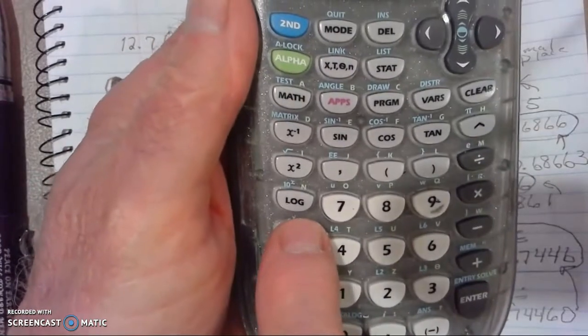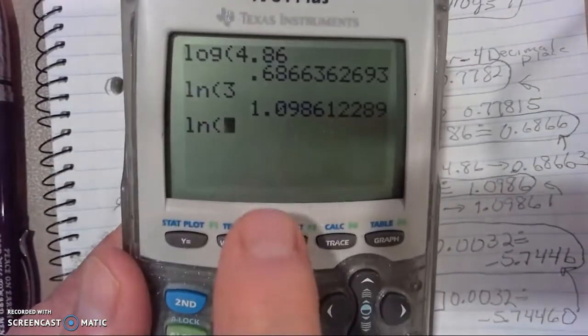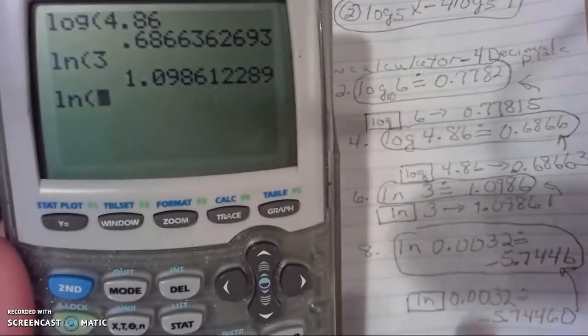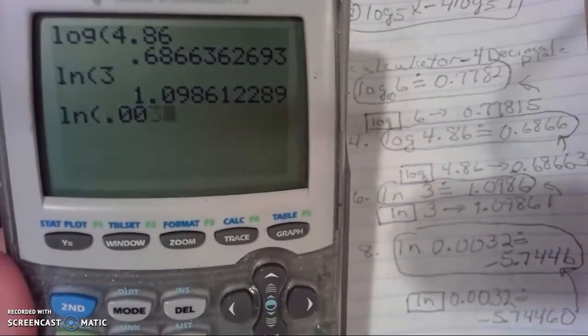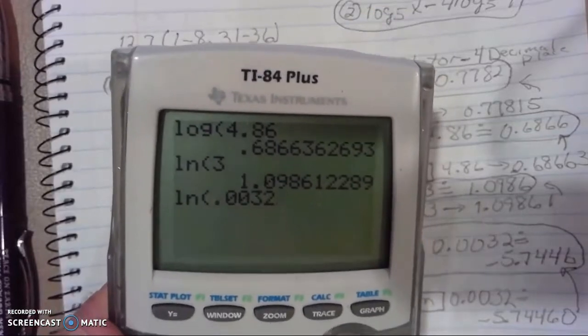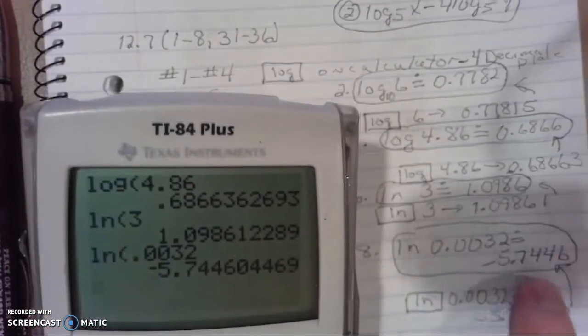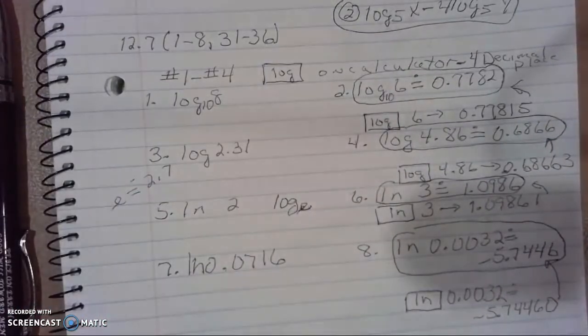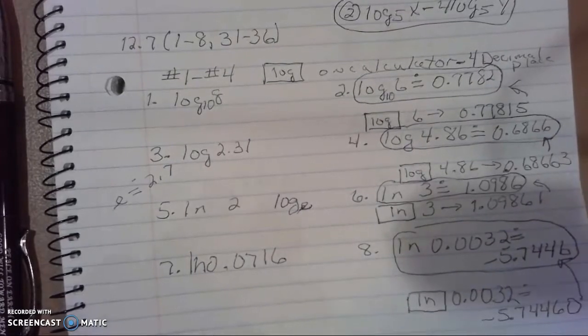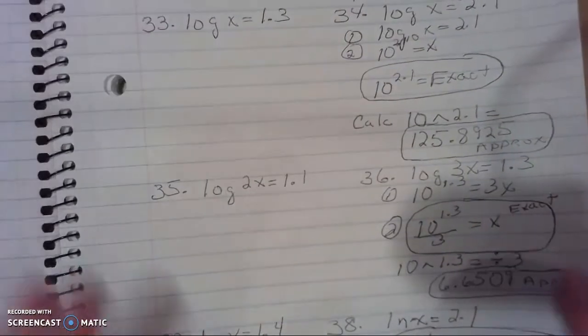Number 8, we put in natural log again. We push the natural log button. We have natural log showing on the screen, and I type in 0.0032 and hit enter, and then I round that decimal off at the 4th place. That's working with your calculator, but you're going to have a scientific calculator on the day of the test.